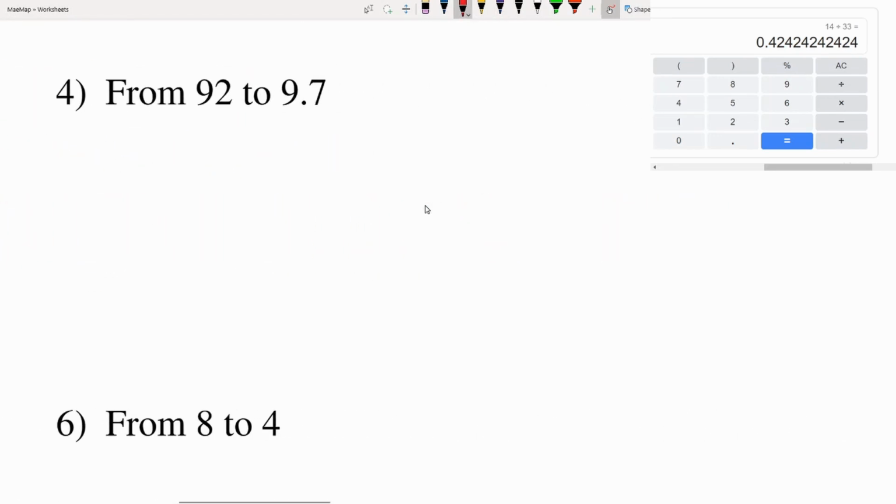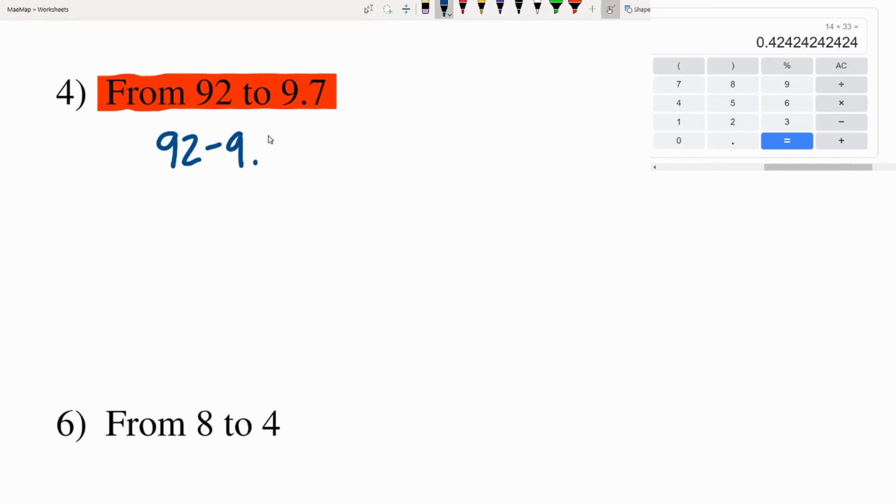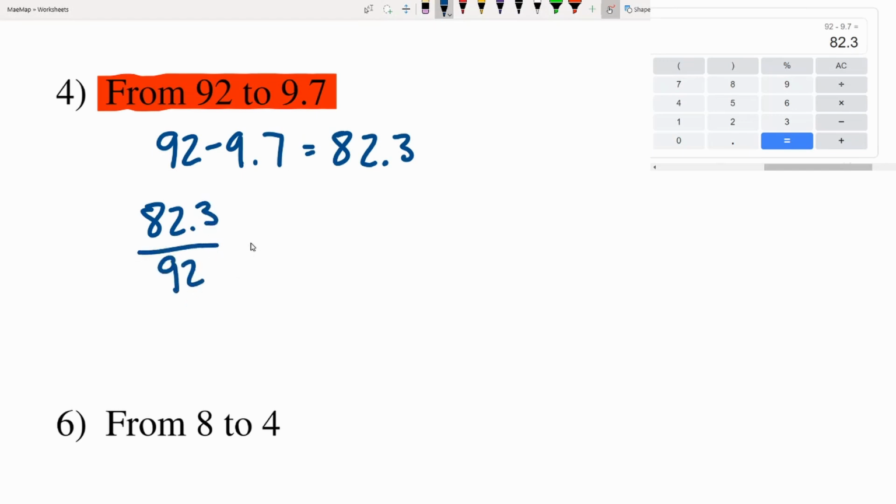Number 4, what do you think I'm going to ask? Right, whether it's an increase or a decrease. And starting at 92, going to 9.7, that is a decrease. Next step, find that change. 92 minus 9.7 is 82.3. So 82 3/10 is our change.